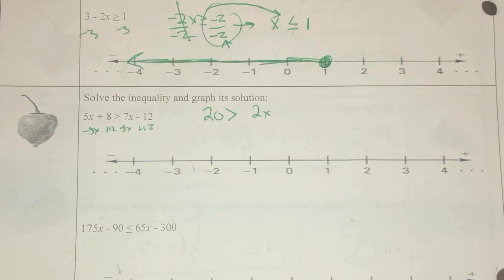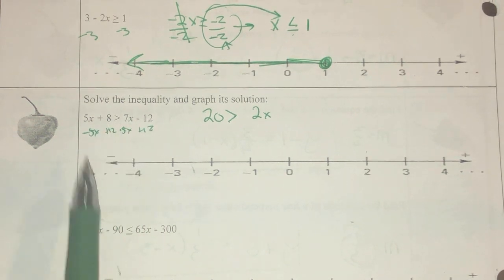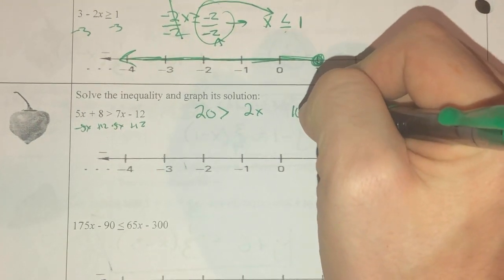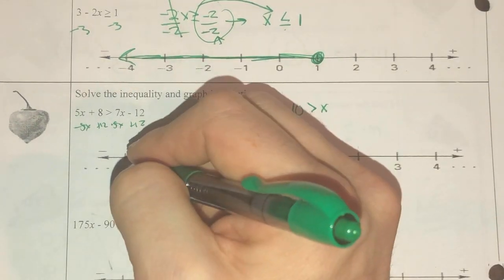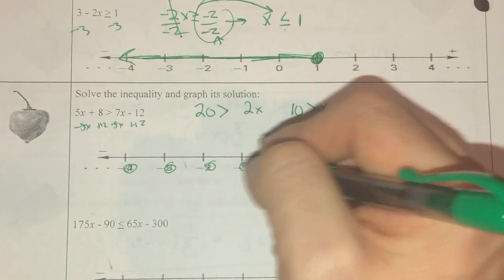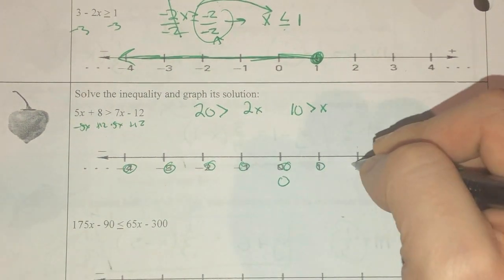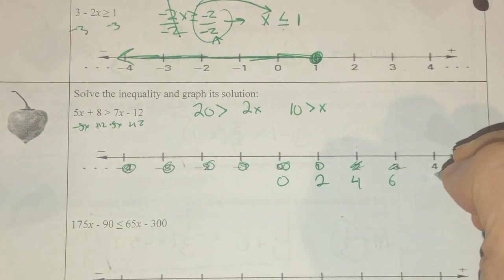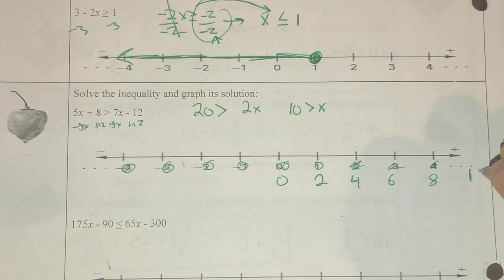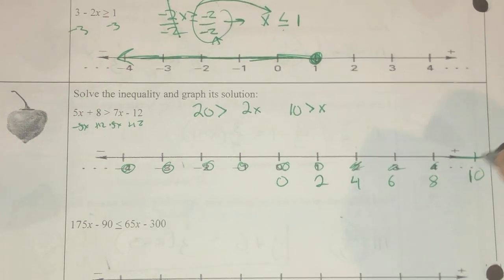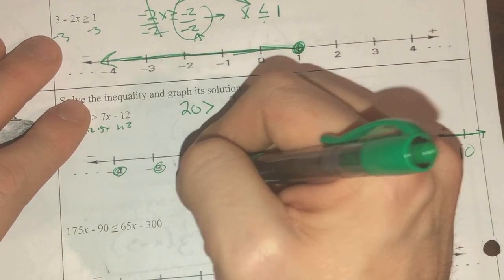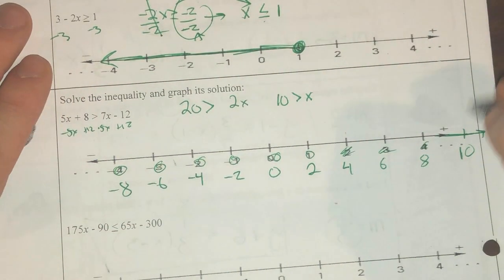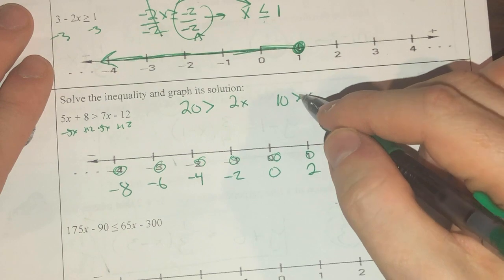But let's just make sure I'm right. So I add the 12. This becomes 20. I subtract the 5. That becomes 2x, so 10. So x is less than 10. I'll keep that as 0. But how do we go 2, 4, 6, 8, 10? I'll stick my 10 down here, and I'll extend it. I'll tell you, on the quiz or the test, don't worry about it. I'm going to make sure the number lines are 100% good. Okay, x is less than 10.